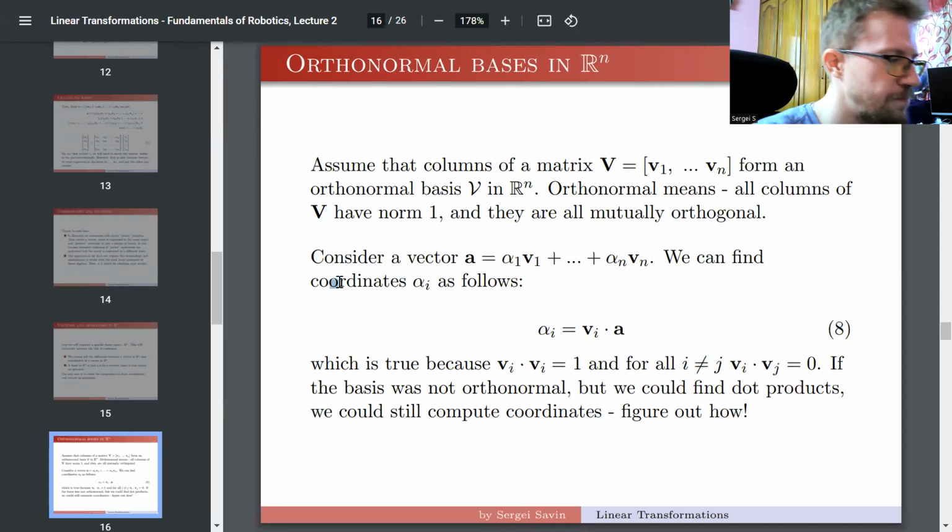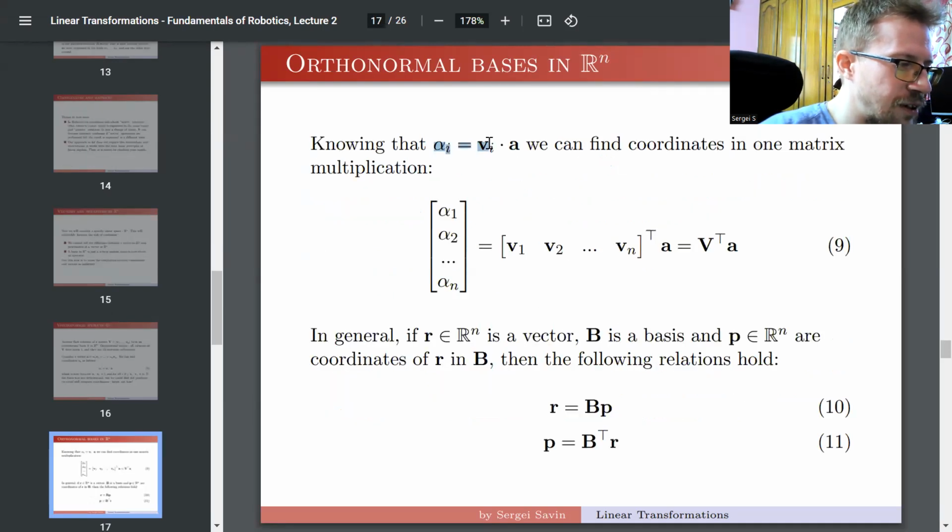Okay. If the basis is not orthonormal, we could still do the same thing, but it would be not as simple. I will leave it to you to think about it. Okay. Now we know how to find coordinates in orthonormal spaces. So we can find all coordinates in one operation.